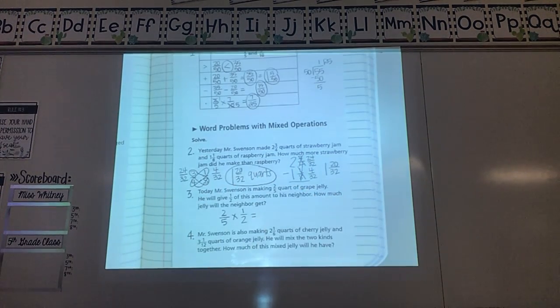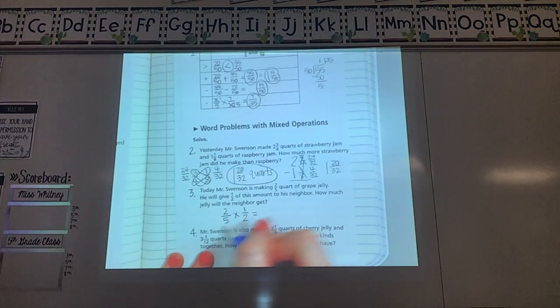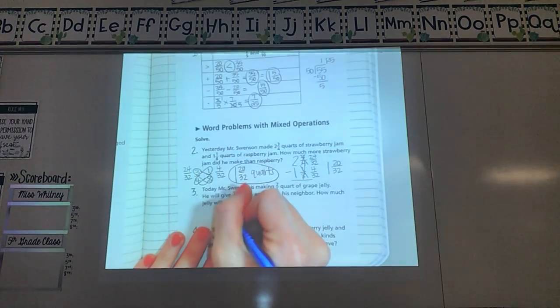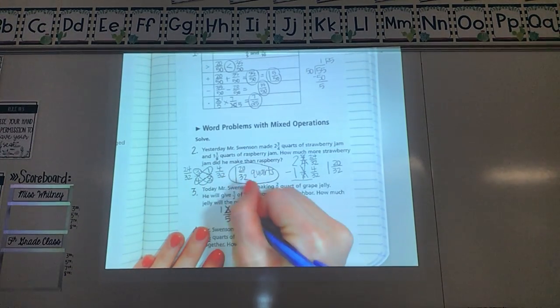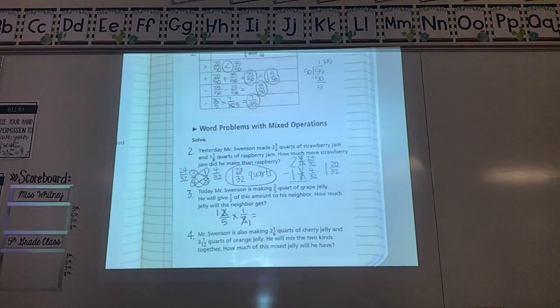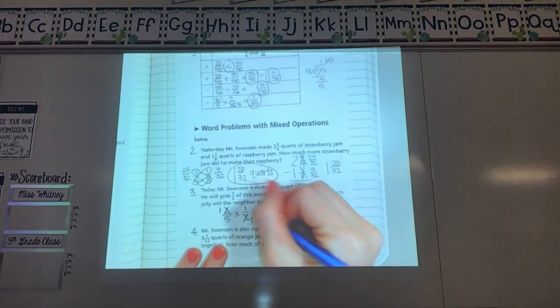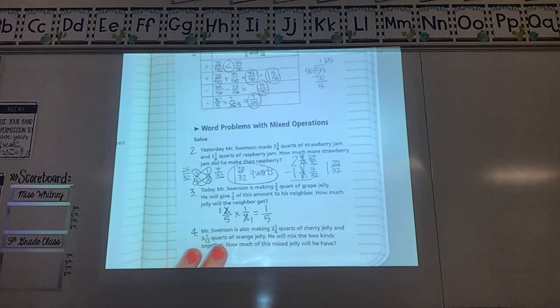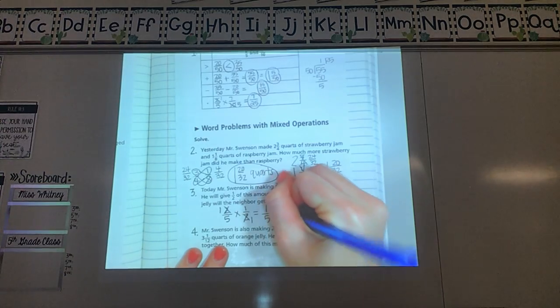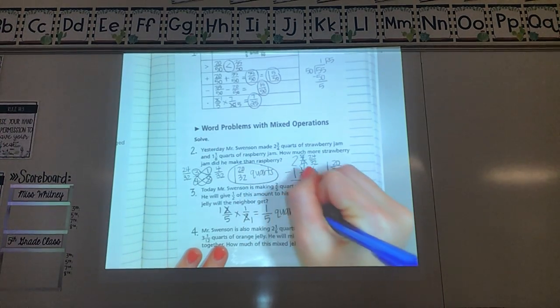If we can simplify, we want to, so let's check. Can we do anything with 1 and 5? No, but what about 2 and 2? Yeah, 2 will go into both of those, so both of these are going to change to a 1. All right, go across the top. 1 times 1 is 1. Across the bottom, 5 times 1 is 5. And I need a label. How is he measuring his jams and jellies? Quarts. 1/5 quarts.